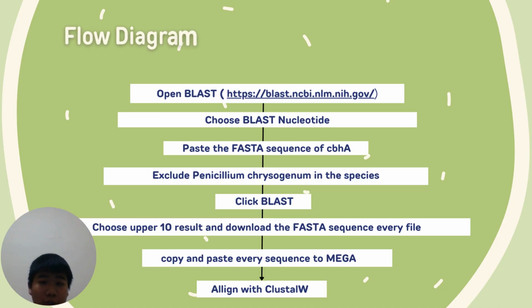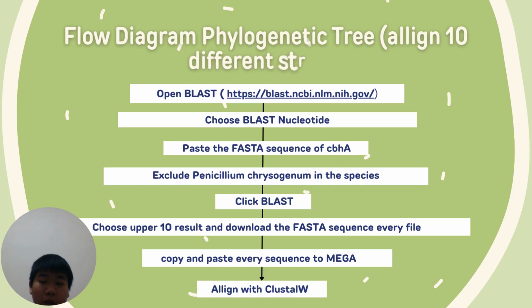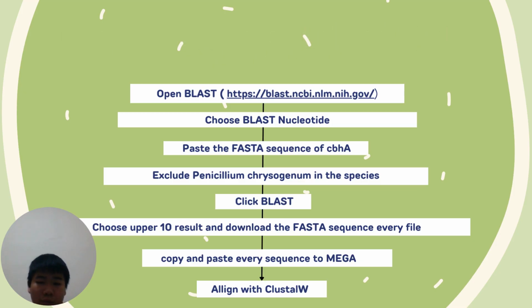To analyze the phylogenetic tree, we need to find 10 other different strains with similar genes. Firstly, we need to open BLAST and then choose BLAST nucleotide, paste the FASTA sequence of cbhA, and exclude Penicillium chrysogenum in the species. Next, click BLAST, choose the top 10 results, and download the FASTA sequence of every file. Copy and paste every sequence to MEGA and align with ClustalW.